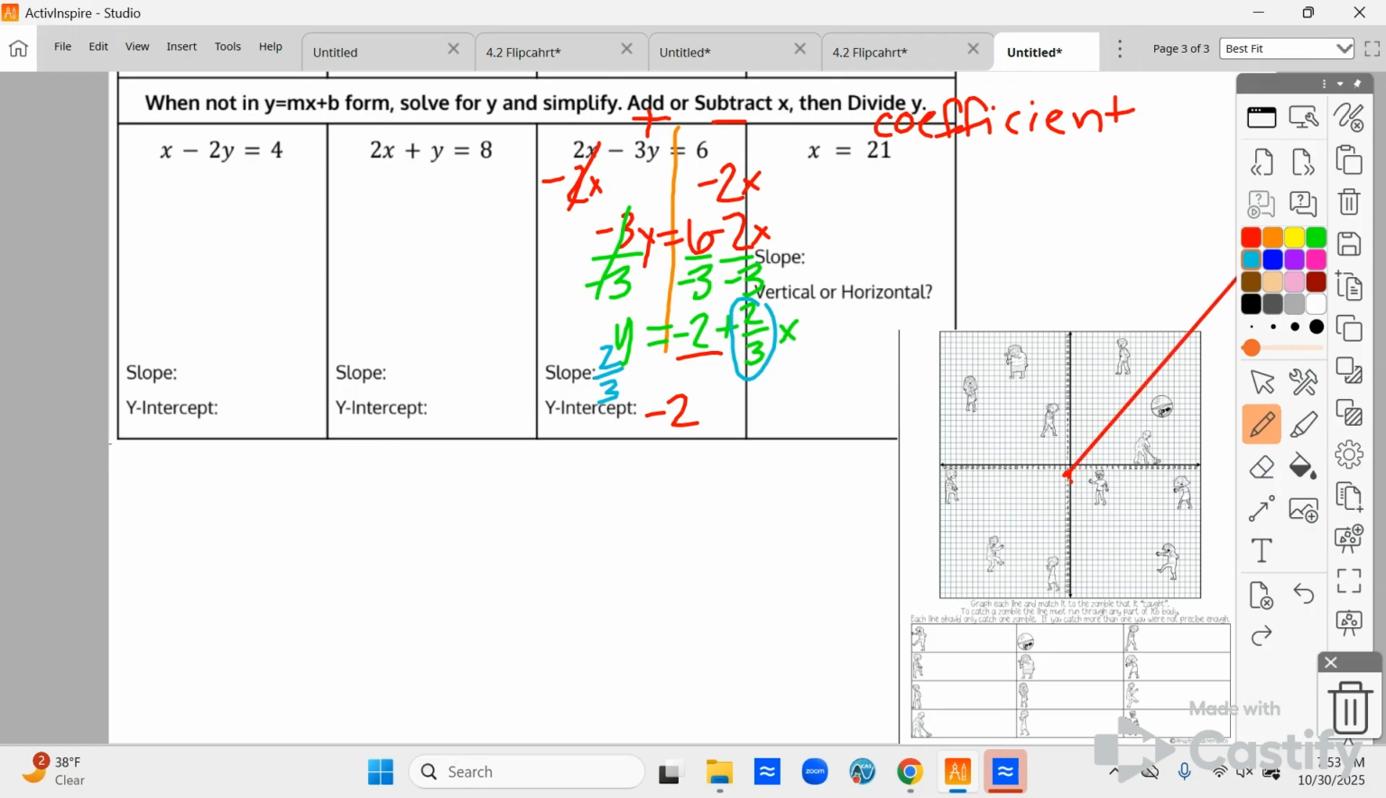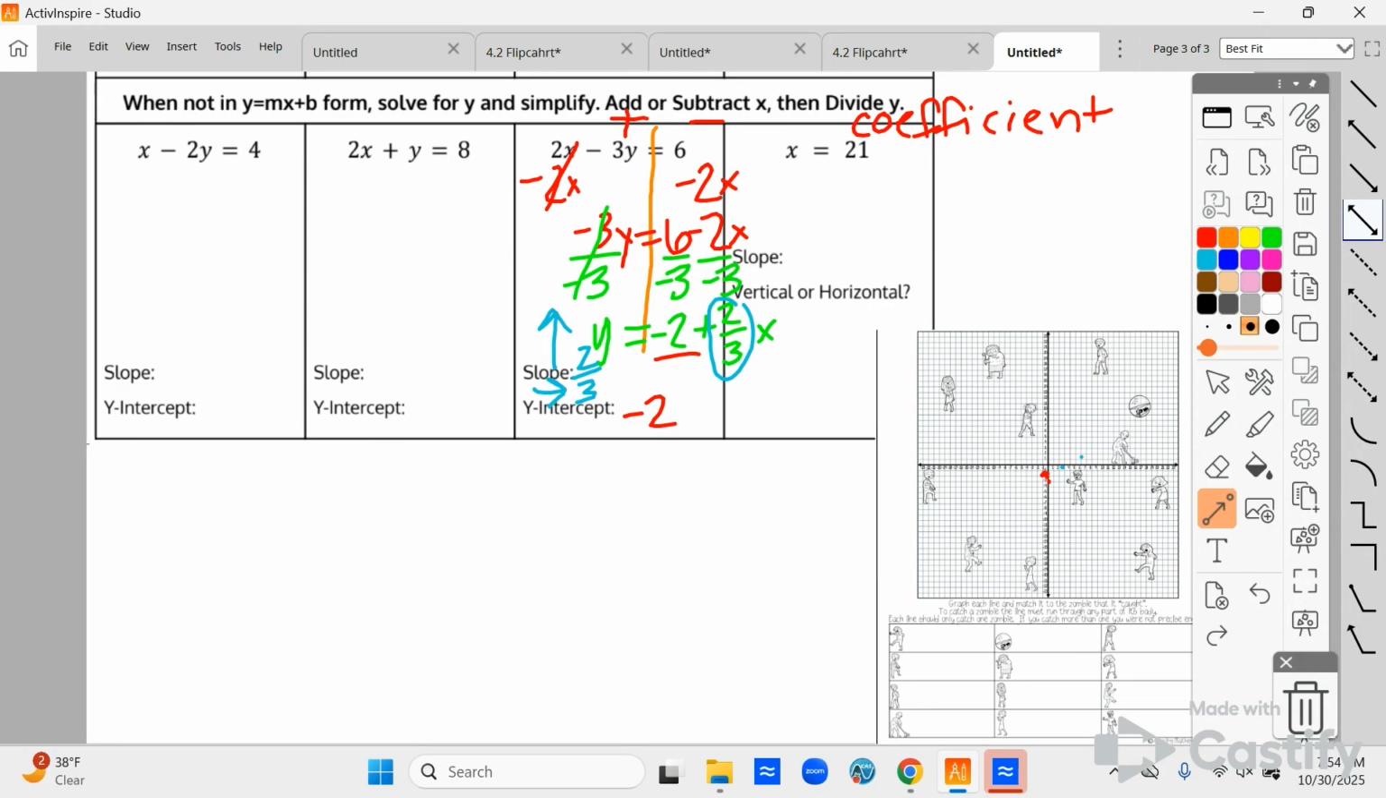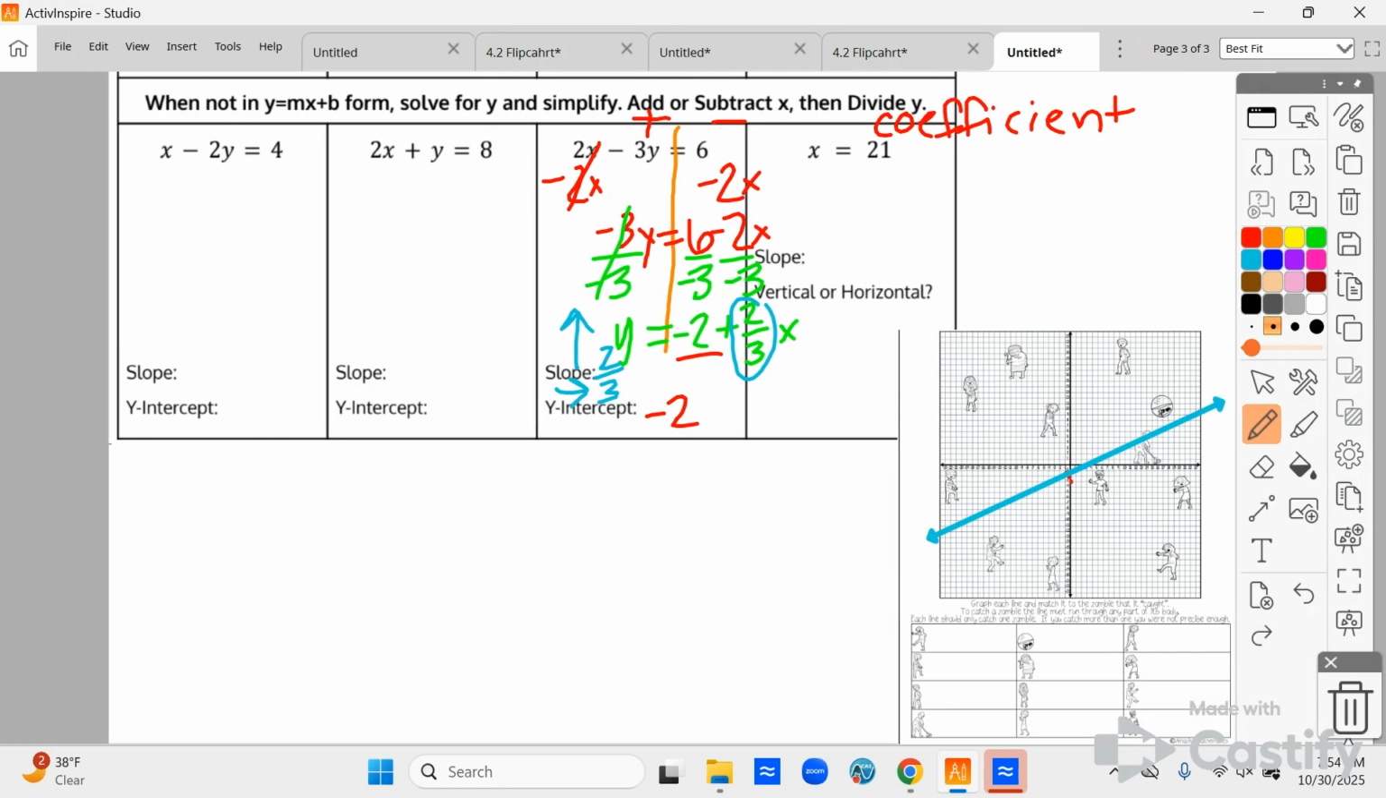And then my positive 2/3 slope tells me to go up 2 and right 3. So up 2, right 3. This is terrible. Up 2, right 3, and so on. I'm going to create my line again. It's a little bit easier for me to use this. When you're graphing, make sure you're using a straight edge because it makes a huge difference. And that's the little sweeping zombie. So that guy's down here.